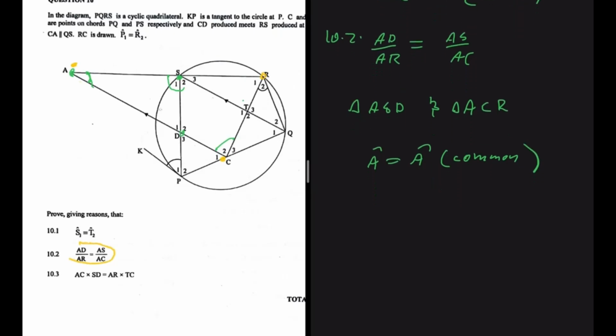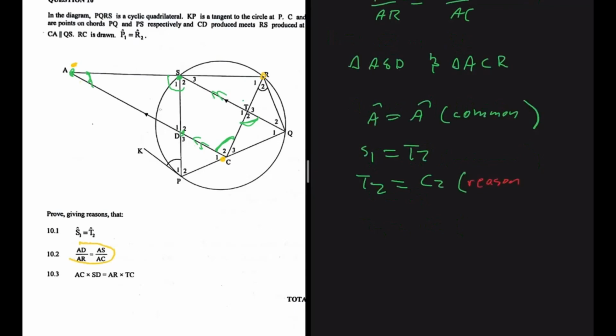We already know from 10.1 that S1 is equal to T2. But then, since these two lines here are parallel to each other, T2 should be equal to C2, because they are, is it called alternate, corresponding? I forgot the name, but it's called something. We know that C2 is equal to T2, and you're going to give that reason there. It's because of the parallel lines for sure, but there's a specific reason why we say those are true.